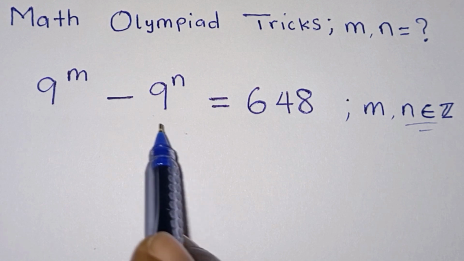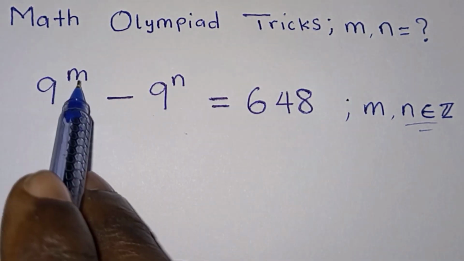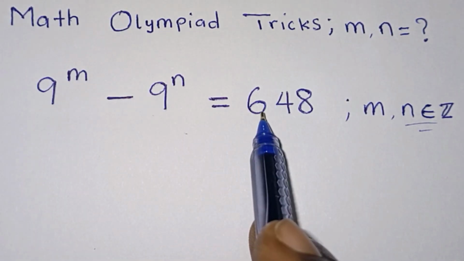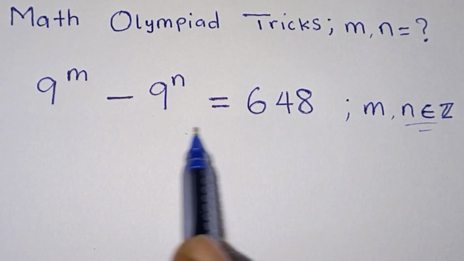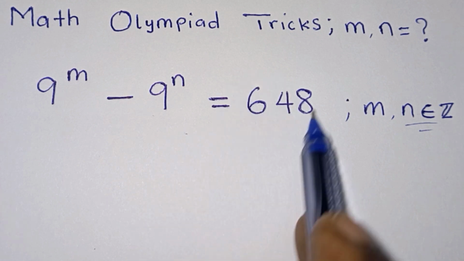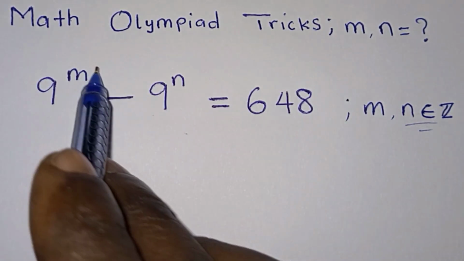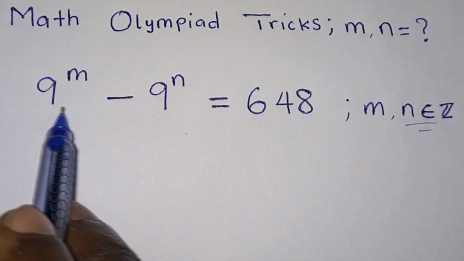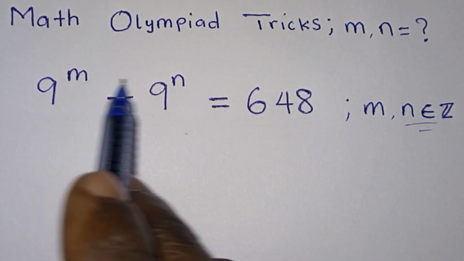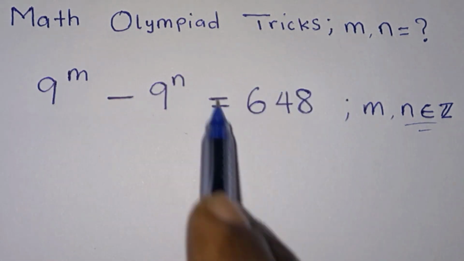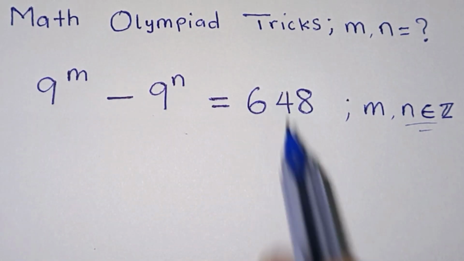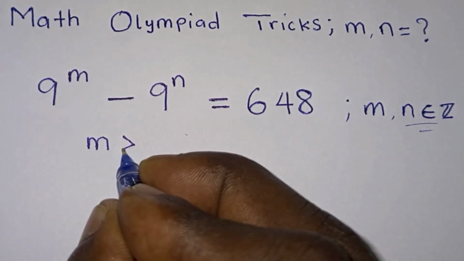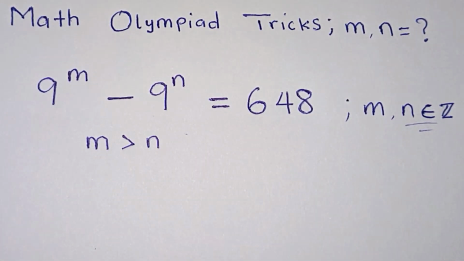On the left-hand side of the equation, we have the same bases, but the powers are different. And on the right, we have a positive number, which is 648. So what it means is that this positive number is a result of this term being greater than this one. And it can be seen that since the bases are the same, then m is greater than n. That is how come we got this side to be positive. So we can state that m is greater than n.